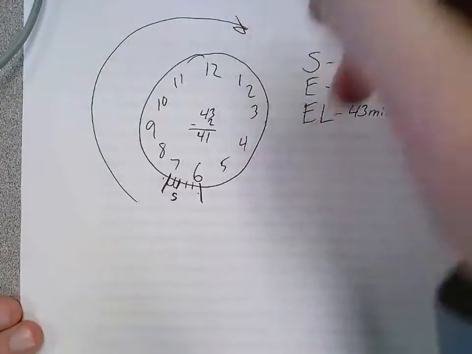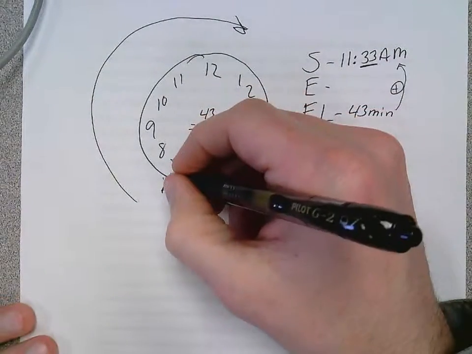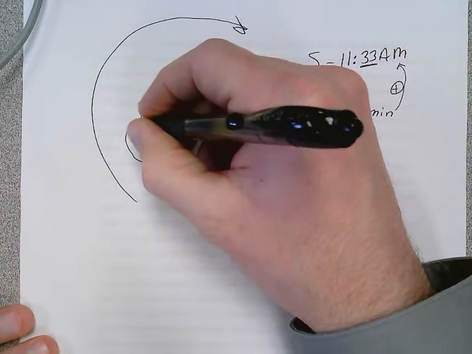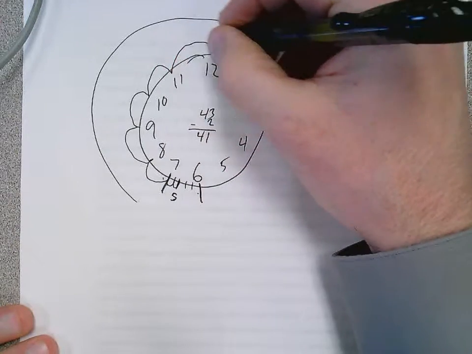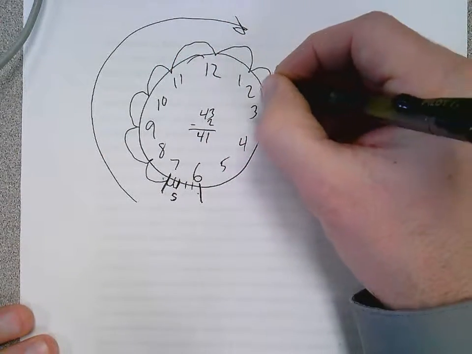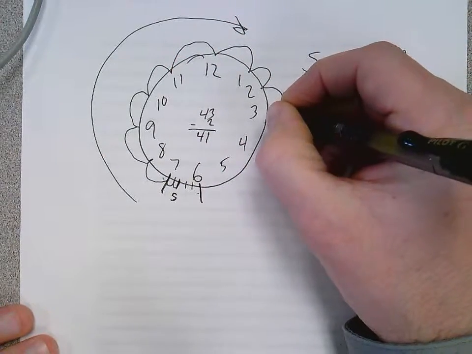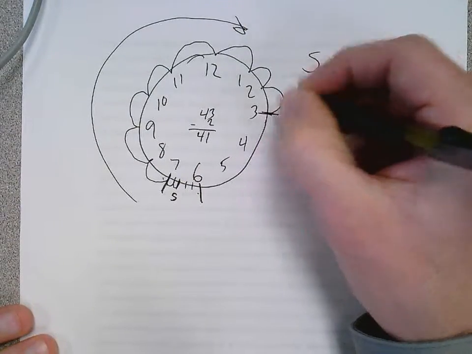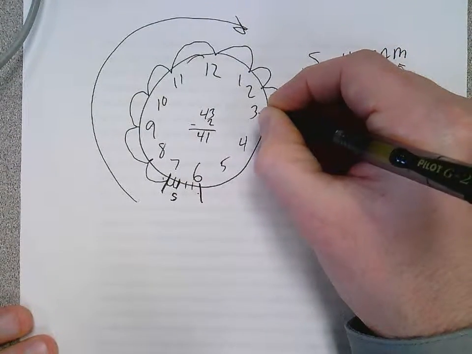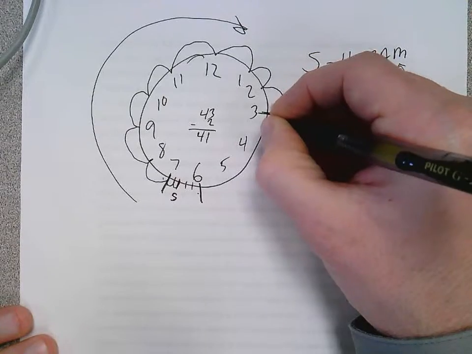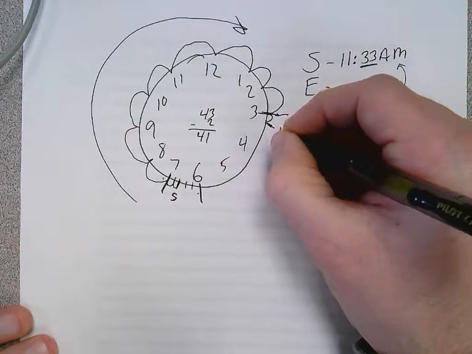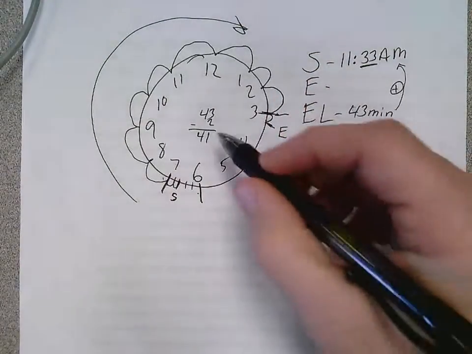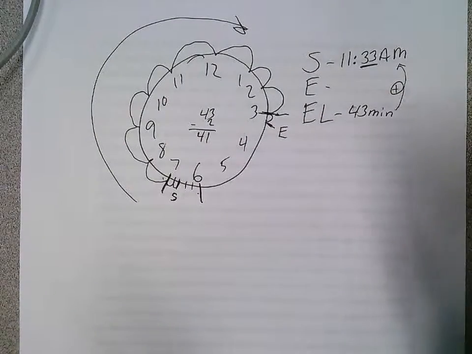So I'm going to count by 5s now. So 41 more minutes. 5, 10, 15, 20, 25, 30, 35, 40, and I'm going to do one more small minute. One more small minute, and that's going to be my end time. So I needed to go 41 minutes.